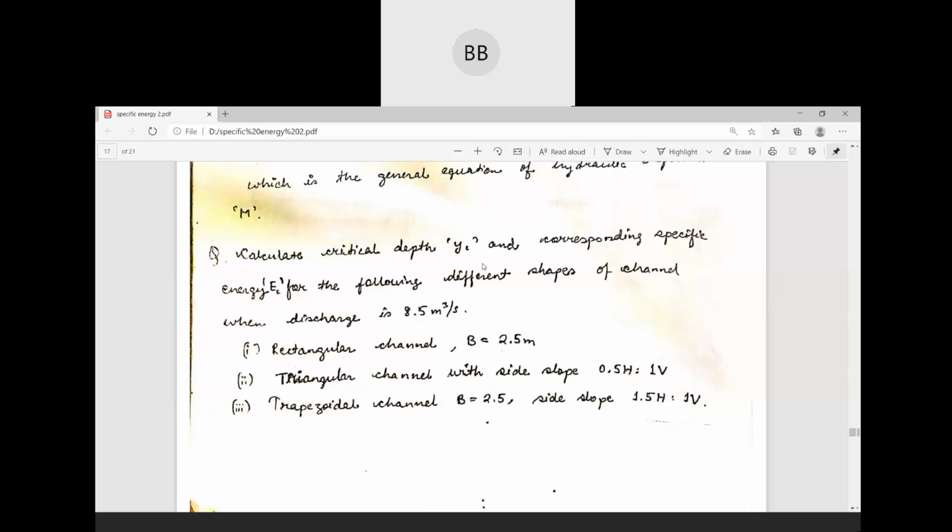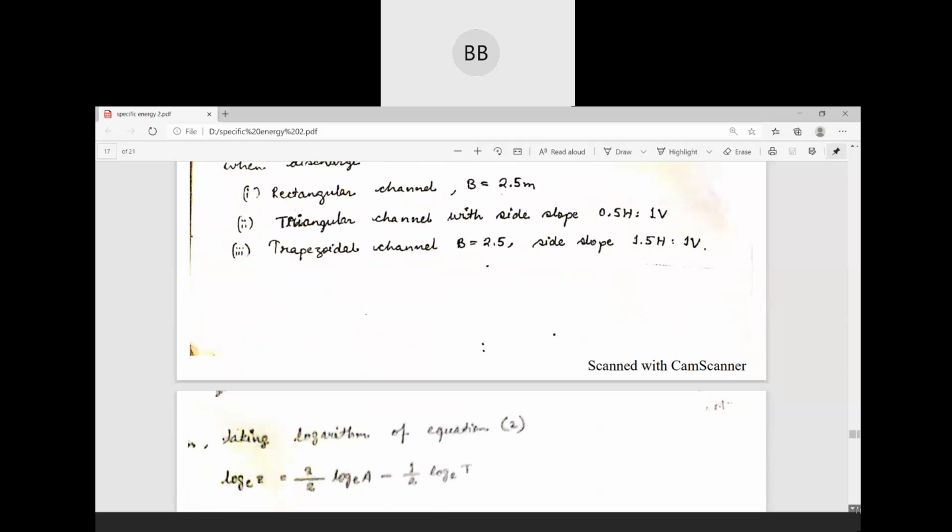First, we need to find the YC value, and then we need to find the specific energy corresponding to that critical depth. We all know for a critical depth, we will have only one specific energy, that is your minimum specific energy for that particular discharge. Apart from that, for any specific energy, you will have two depths, and these two depths are called alternate depths. I think you remember those things.